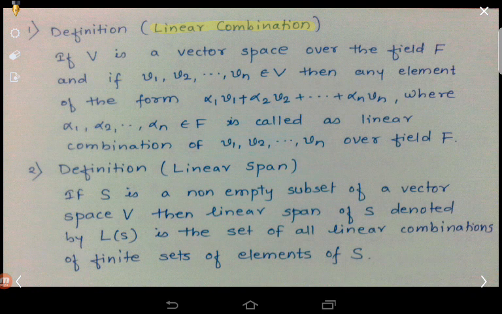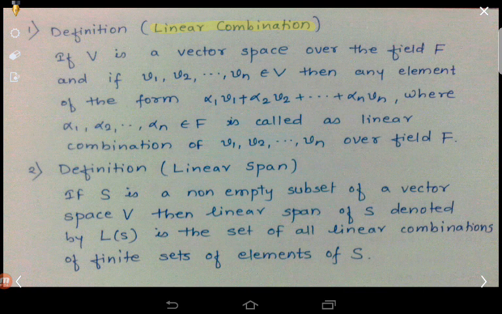V is a vector space. If you take any element from the vector space, that is called a vector. Now, let us suppose I am taking n vectors from vector space V. Whatever the number of elements from V I have taken, take the same number of scalars from the field F. So if I have taken n vectors, then I have to take n scalars denoted by alpha 1, alpha 2 and so on up to alpha n.